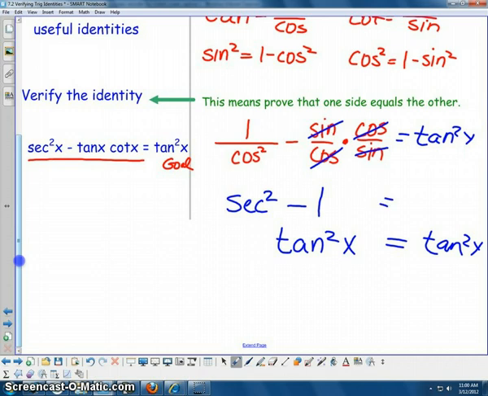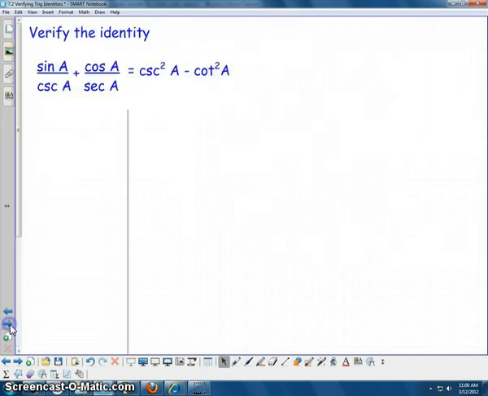So you usually work down one side of your equation to make it equal the other side. Let's see another example. Sine A over cosecant A plus cosine A over secant A equals cosecant squared A minus cotangent squared A. It's just coincidence that I'm dealing with my left side twice in a row. It's not that we always deal with the left side, but I think that's my more complicated side, so I'm going to start with that.